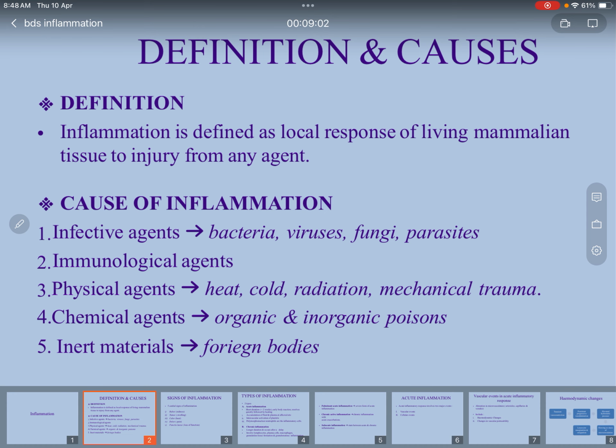And what are the causes of inflammation? That is infective agents, bacteria, viruses, fungi, parasites, maybe due to immunological agents, physical agents, heat, cold, radiation, etc., and chemical agents, organic and inorganic substances. Also, inert materials like foreign bodies.